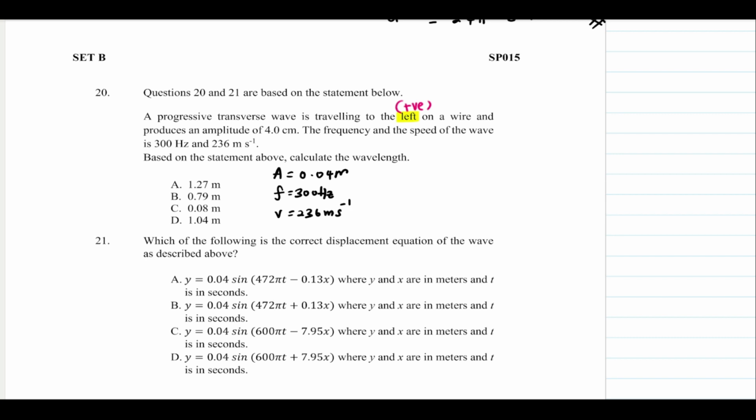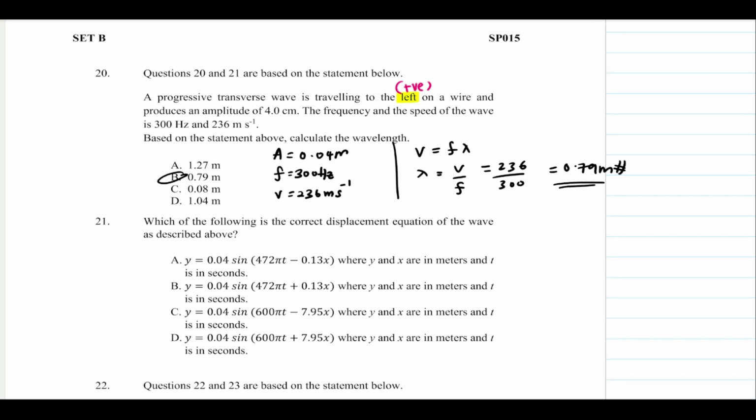Based on the statement above, calculate the wavelength. So V is equal to F lambda, where lambda is equal to V over F. Okay, this is very straightforward. Alright, so dapat jawapan. Next, which of the following is the correct displacement equation of the wave as described above? So, the transverse wave is travelling to the left. So, bila to the left, kita mesti pilih jawapan yang positif. So, ini salah, A salah, C salah. Okay? So, antara B dengan D.